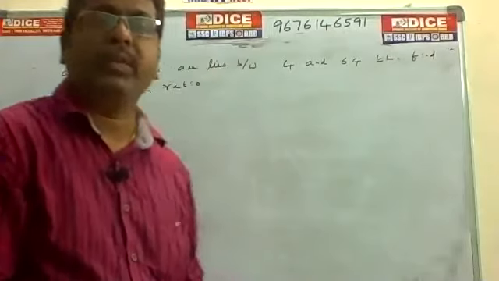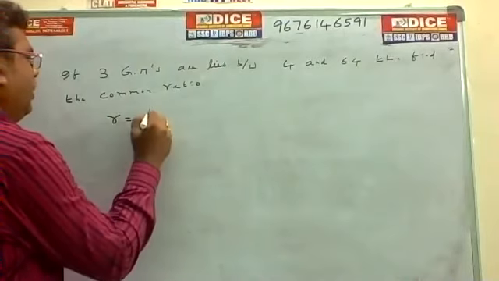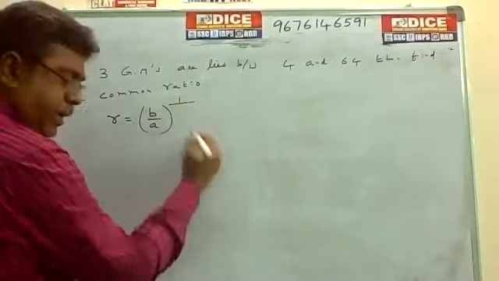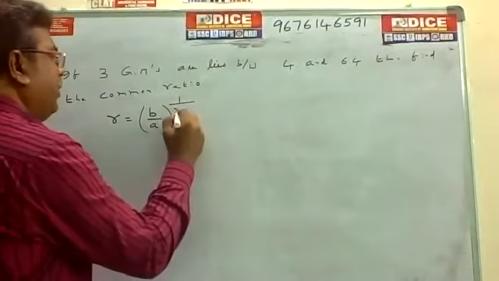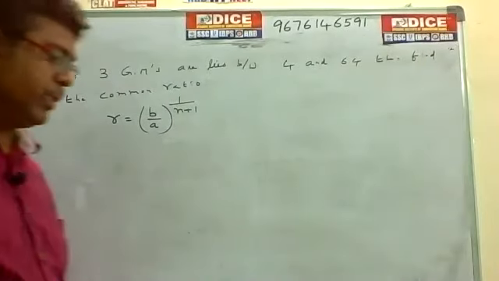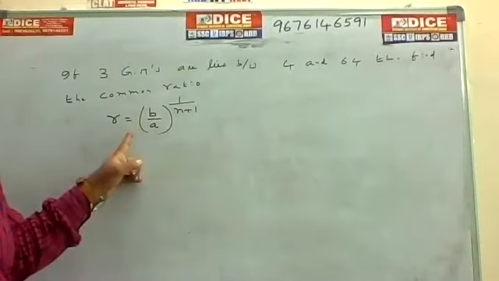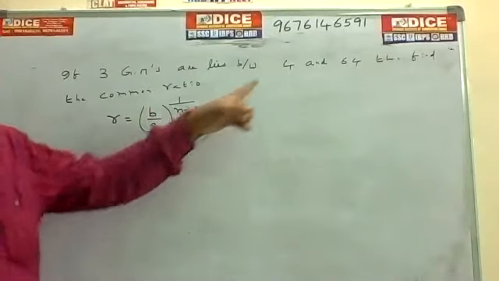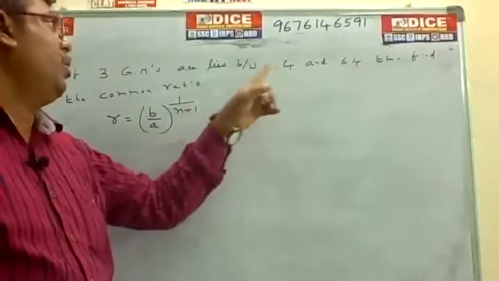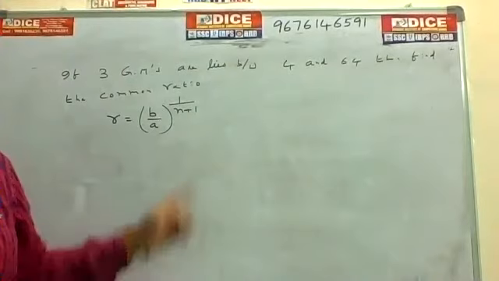So here also, the formula is R is equal to (B by A) whole to the power of 1 by n plus 1. For this, A and B are the end terms, and n means how many GMs. There are 3 GMs, so n is equal to 3. Apply it here.